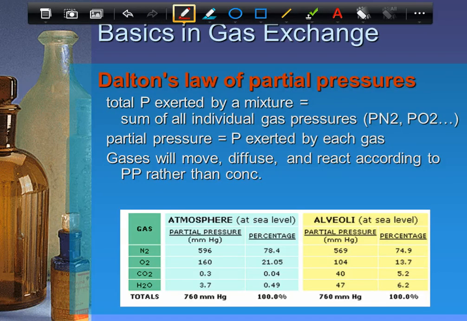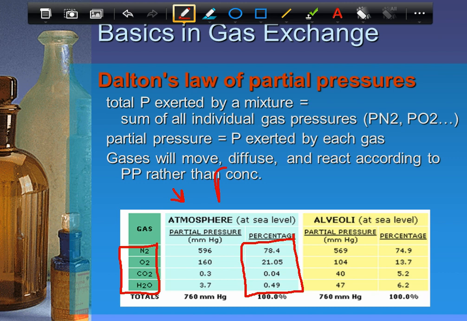Look at the atmosphere first. There are 4 major gases in the atmosphere. There are a few other gases, but these are the 4. Now, look at the percentages of these gases. You can see nitrogen is number 1.